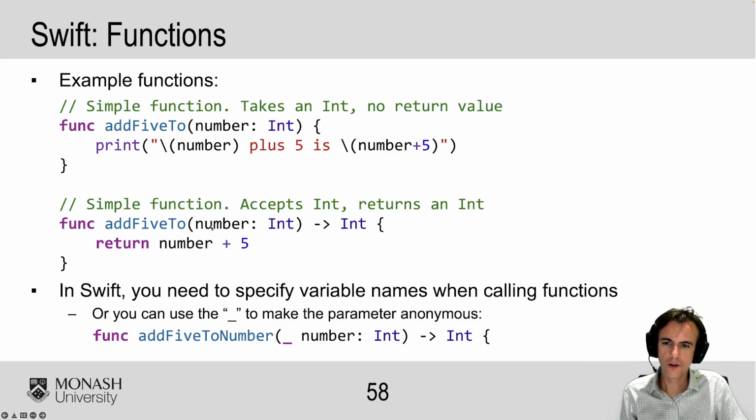Notably, when you call functions, you need to specify the name of each of these parameters. If you don't wish to do that, especially if you've named the function so that it has the name of that parameter in the function name, then you can put an underscore here and it makes the parameter anonymous. We still have the name here, which is how the argument is referred to in the code of the function.